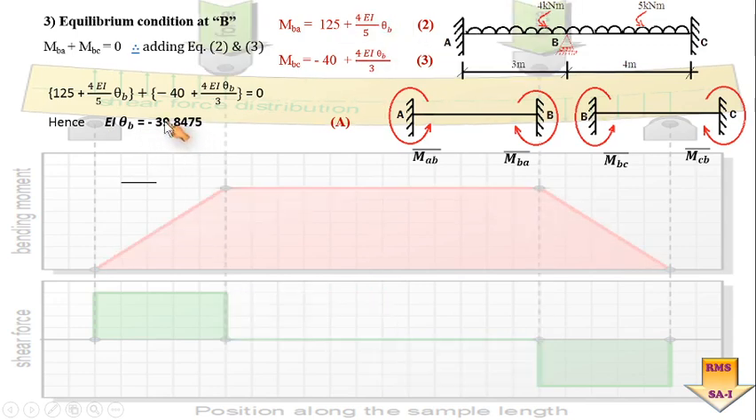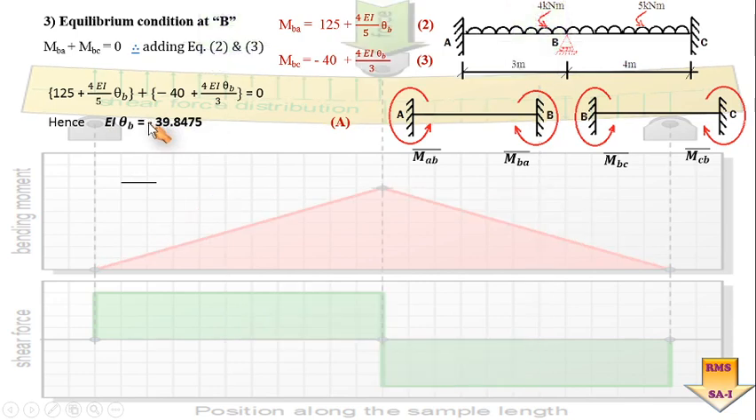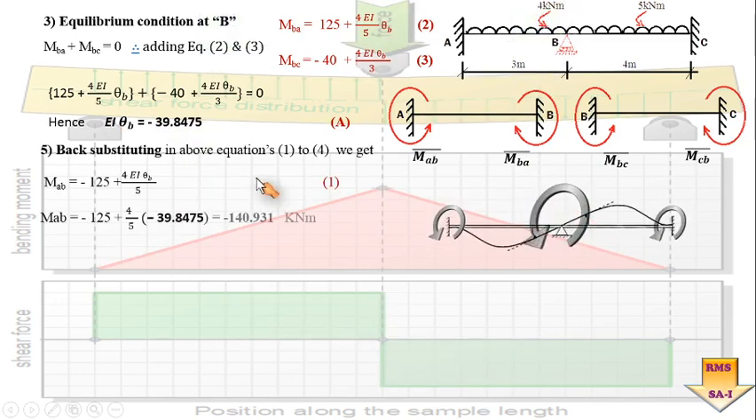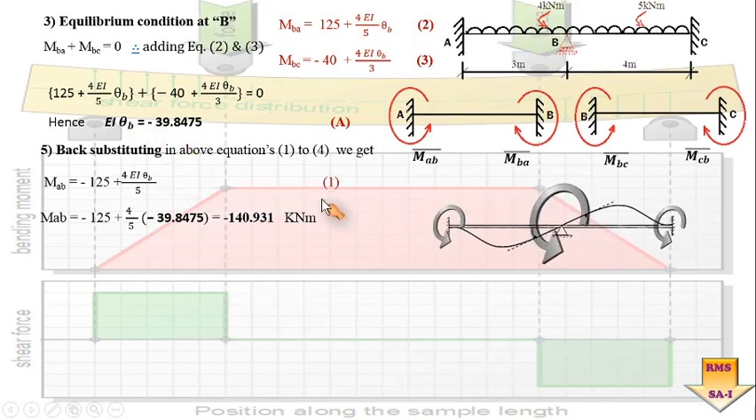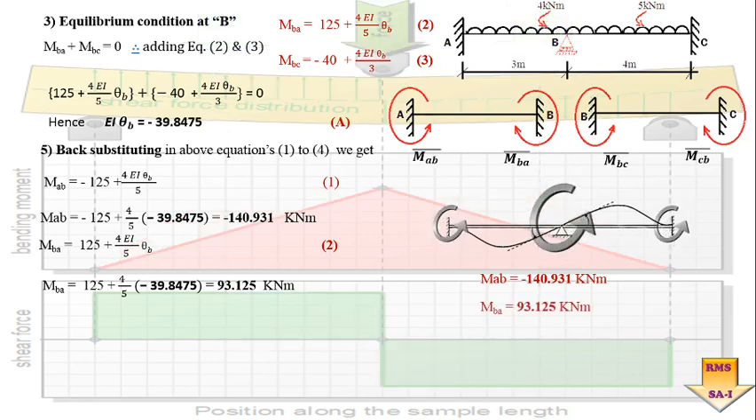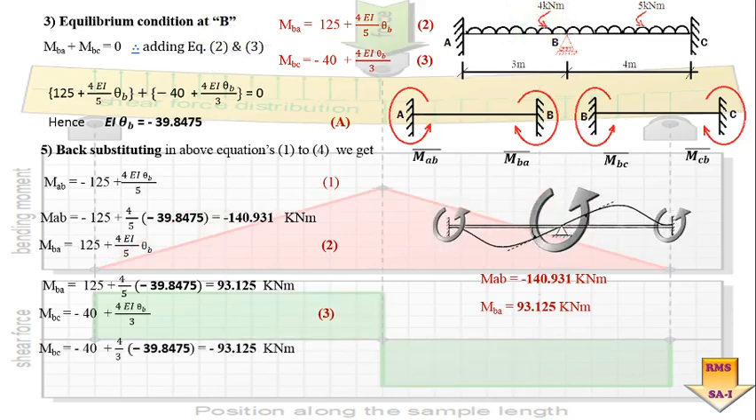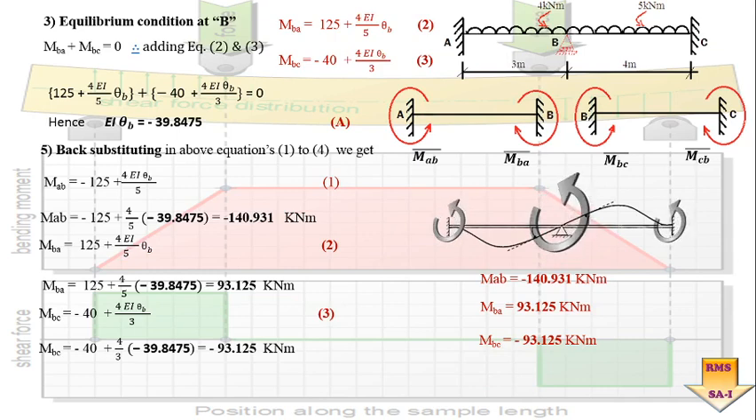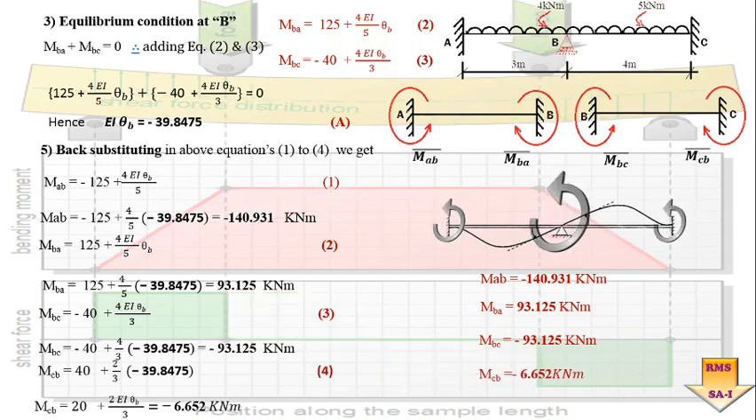Now once we get that single unknown, or that single redundant value, we know the rest of the things: this value is to be substituted in all the earlier equations which we have already found out. So taking that value of EI theta B and substituting it in equation number 1, we got MAB equal to minus 140.93 kilonewton meter. Take equation number 2, put the value of EI theta B and get MBA equal to 93.125. Next, third equation, put the value of EI theta B and we got MBC equal to minus 93.125 kilonewton meter.